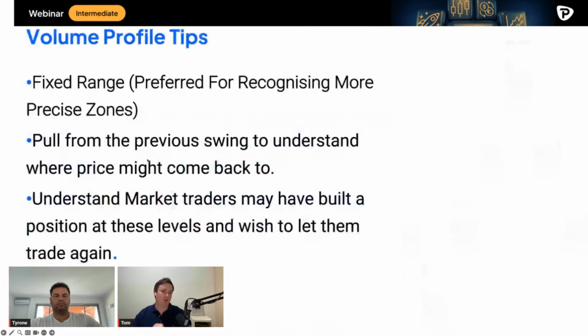So, Ty, volume profiles are clearly massive. Fixed range is the one that we've been talking about in this section here. And, of course, we want to pull from previous swings to understand what price might come back to. If we understand what traders have done in the past, especially big ones, then we can guess where they've built a position and see it on the front of the charts. It's like seeing the footprints that we often couldn't get back in the day. And it helps us make better trades, doesn't it?